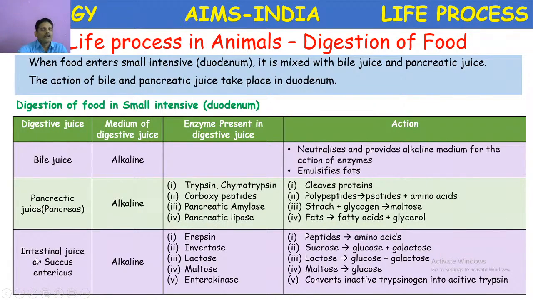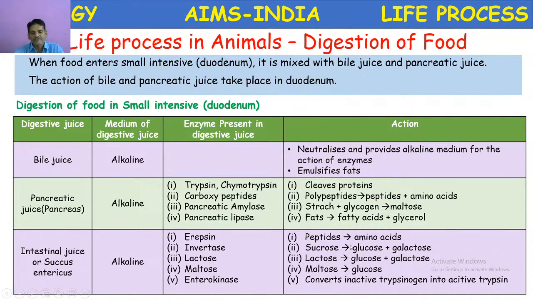Next, digestion in the intestine: intestinal juice. The intestinal glands produce the digestive juice called intestinal juice. It is also called succus entericus. It is also alkaline in nature, because for the action of enzymes the pH of the medium is very important. So an alkaline medium is required for the action of the enzymes present in the intestinal juice. They are erepsin, invertase, lactase, maltase, and enterokinase.